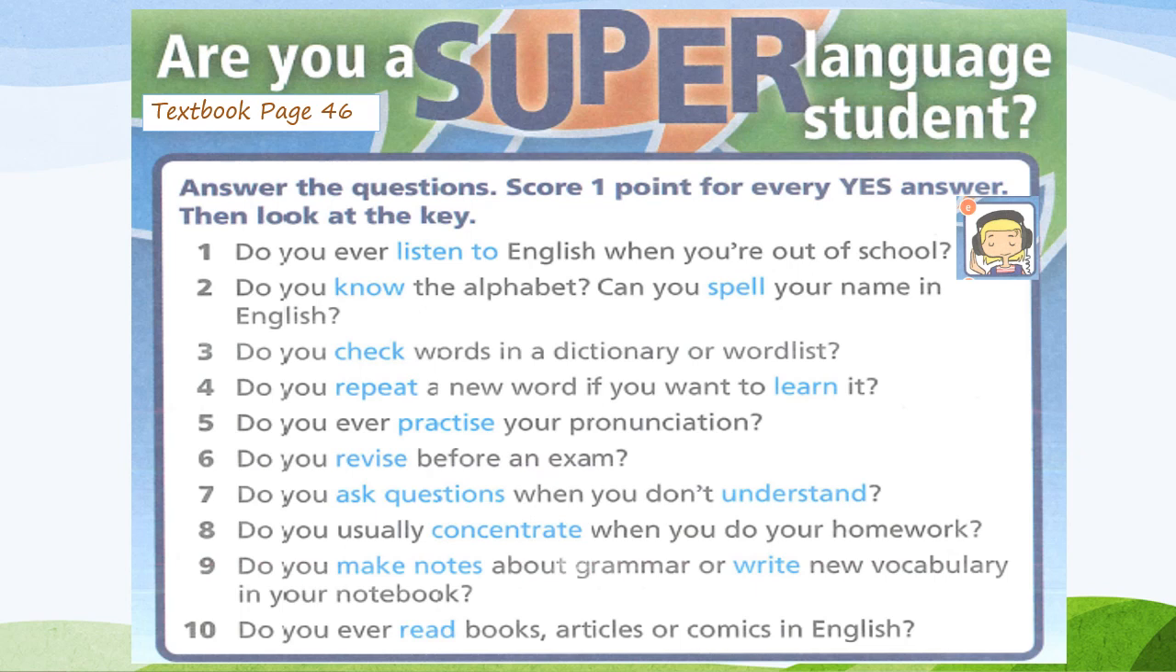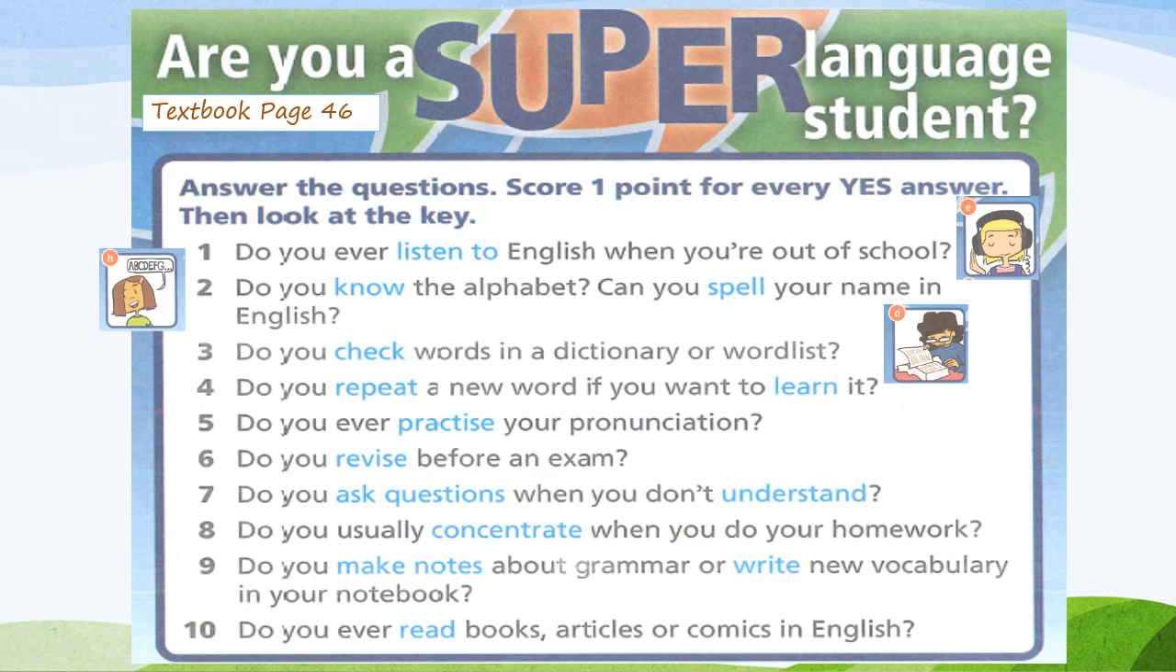Okay? Do you know the alphabet, meaning from A to Z? Can you spell your name in English? Can you spell it out? For example, Mr. Ma, M-A-H. Can you spell that out? Okay? Do you check the words in a dictionary or a word list? Do you refer to a dictionary if you do not know the word? Let's say the word pronunciation, you do not understand. Do you look it up in a dictionary?